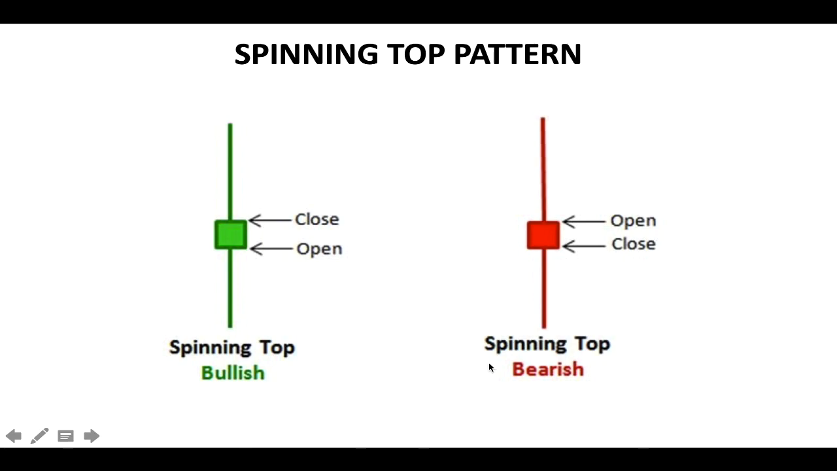Vice versa for a bearish spinning top, there's been an uptrend. Bulls tried to take the price high, rejection. Bears tried to take the price down, rejection, and there's been a close below the open.